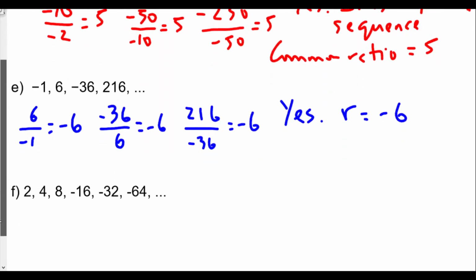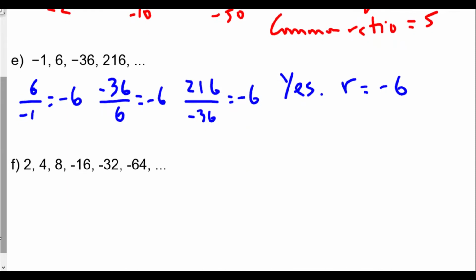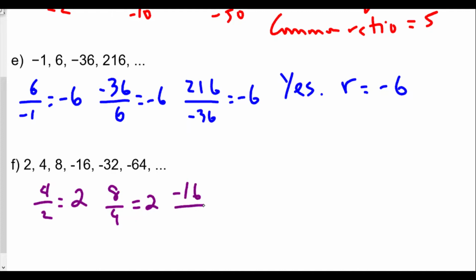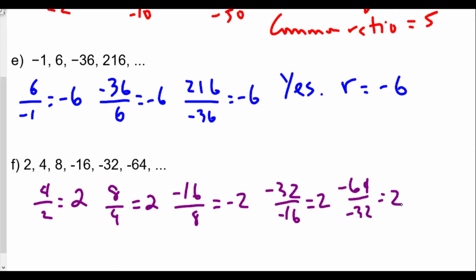Let's try the last one in our examples here. We'll take the second term, which is 4, divide by 2, that is 2. And 8 divided by 4 is 2. Negative 16 divided by 8, that's negative 2. How about negative 32 over negative 16? That's positive 2. And negative 64 over negative 32, that's positive 2 as well.